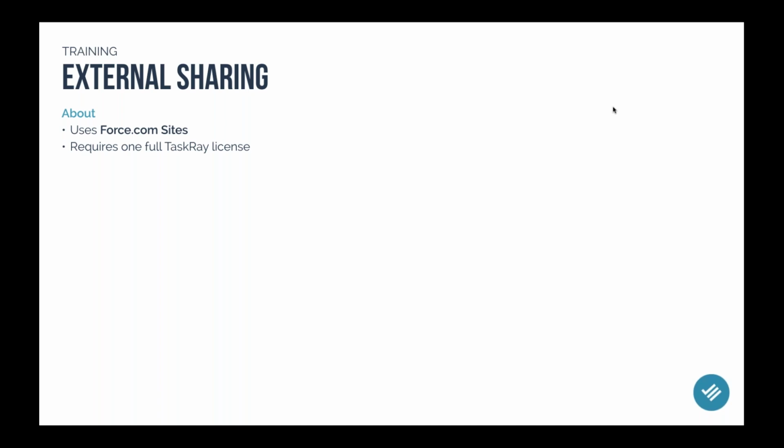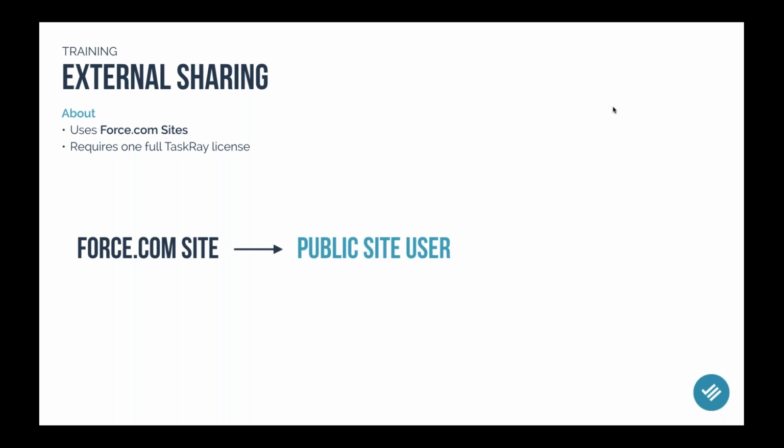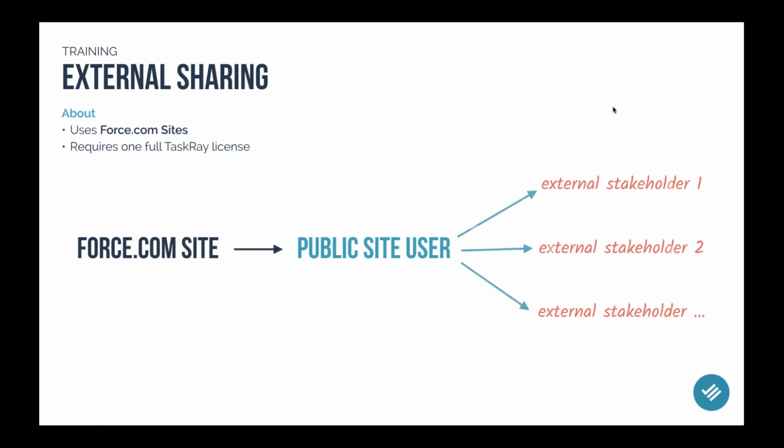So let me elaborate a little bit on that. When you set up force.com sites, you also automatically configure what's called a public site user. The public site user is essentially any external stakeholder that accesses the force.com site. It is just there to allow access into the public site. So you would have one force.com site and one public site user, but you can have multiple external stakeholders that would access the site using that public user. And to access TaskRay data, this public site user would need a TaskRay license, but you only need one license, even if you're sharing multiple projects with multiple people.